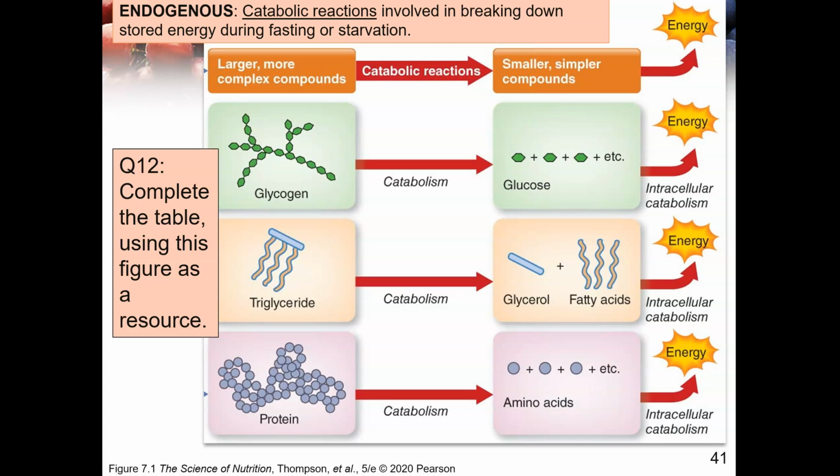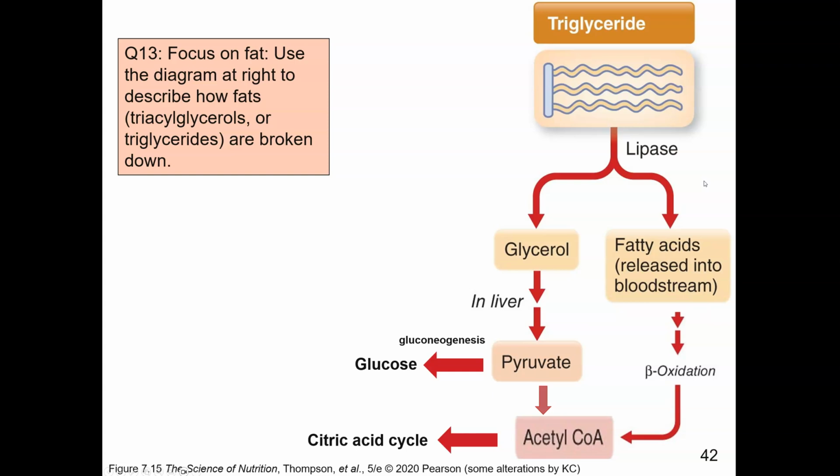So here, this is question 12. It kind of looks like the other table that I gave you, except now these complex molecules aren't food. They originally came from our food, but they're not directly from food. This is what we used our food to make. So this is storage glycogen, storage fat, and protein from our muscles. And these are all catabolic reactions, and they're broken down into smaller compounds, and energy is released.